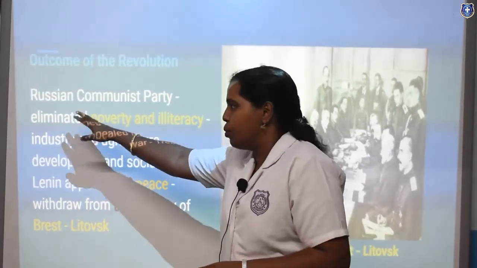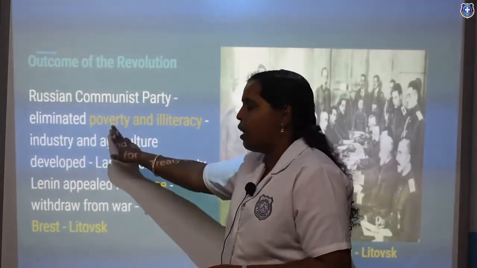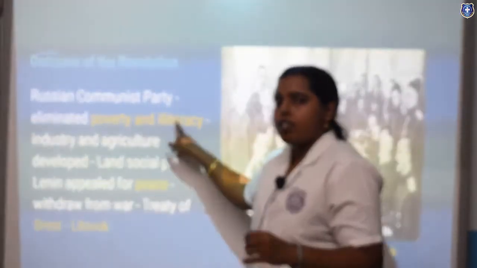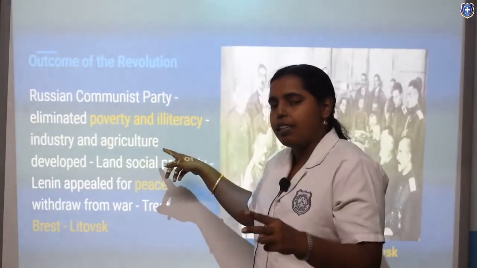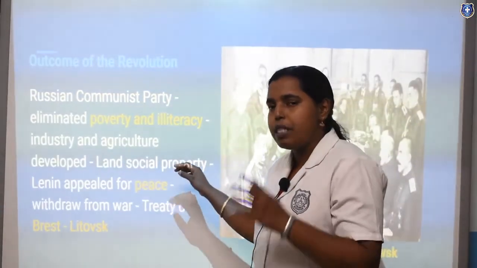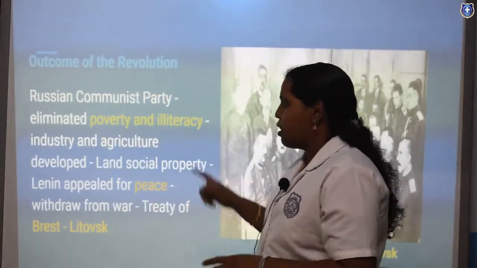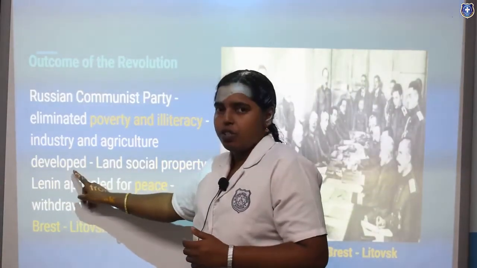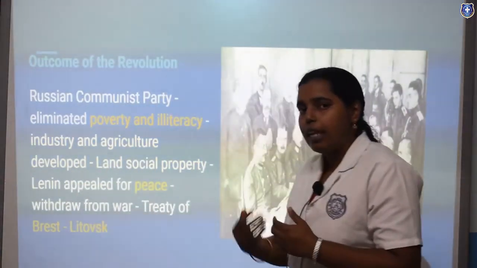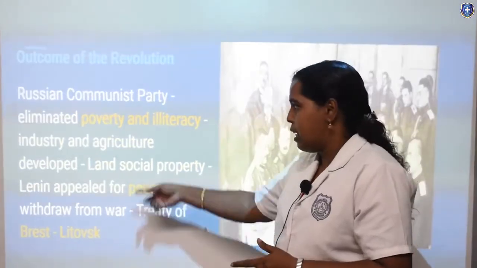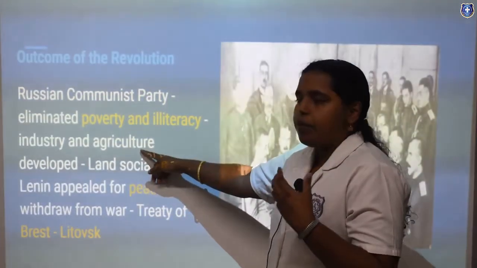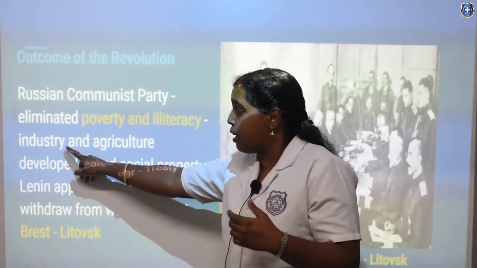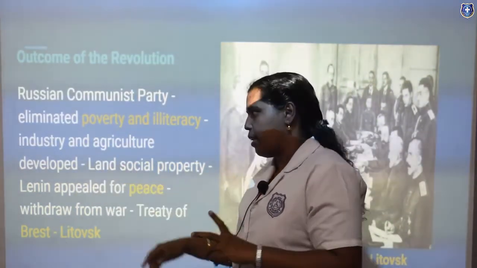They targeted two areas, poverty and illiteracy. Poverty and illiteracy are two demons that kill a country or pull down a country from its growth. So they were trying to bring up industry and agriculture, to create more job vacancies, and food production should be high. So they are aiming at industry and agriculture.